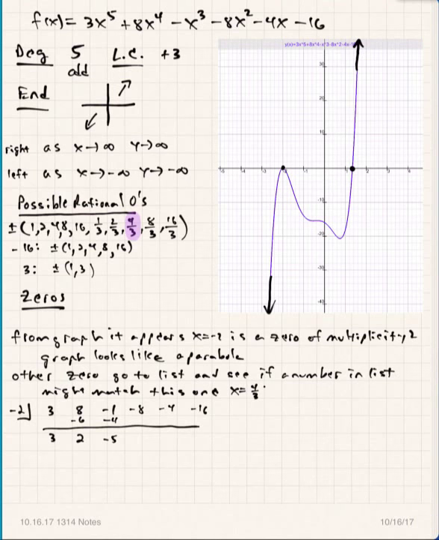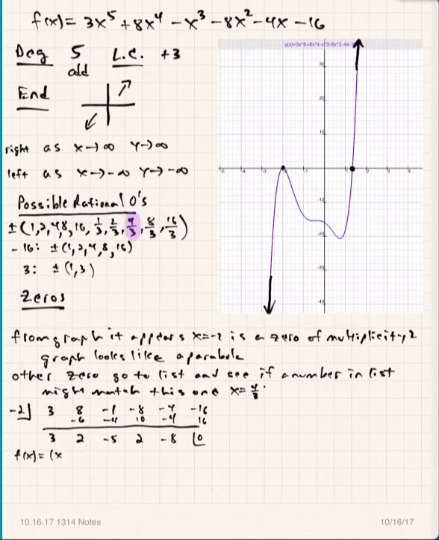Negative 2 times negative 5 is 10. Add, you get 2. Negative 2 times 2 is negative 4. Add, you get negative 8. Negative 2 times negative 8 is positive 16. Add, you get 0. So yes, we do have a 0. We've proved it. And we have started the factorization for this polynomial.